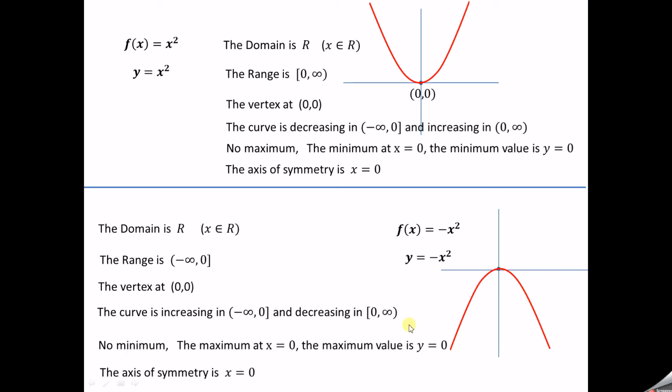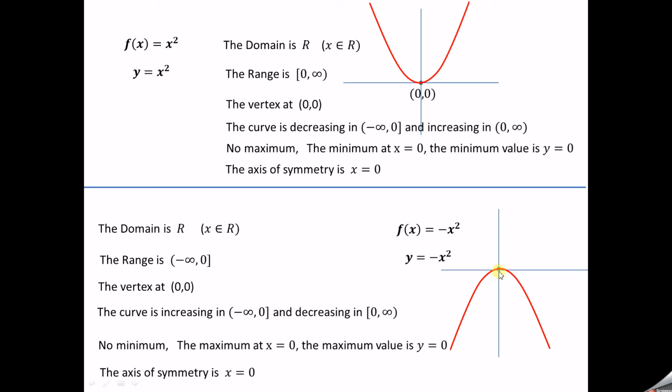And the curve has a maximum, no minimum, because y values are going to negative infinity. So no minimum value, but there is a maximum. It has a maximum value at the origin. So the maximum value is y equal to 0, and it occurs when x equal to 0. So the maximum is at x equal to 0, and the maximum value of the function y is also 0.